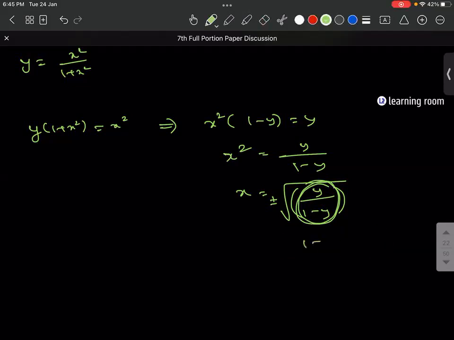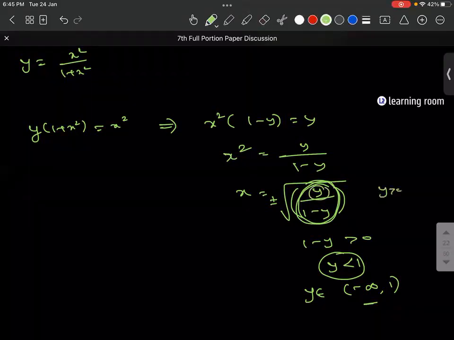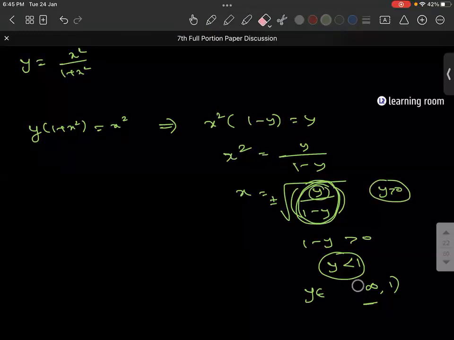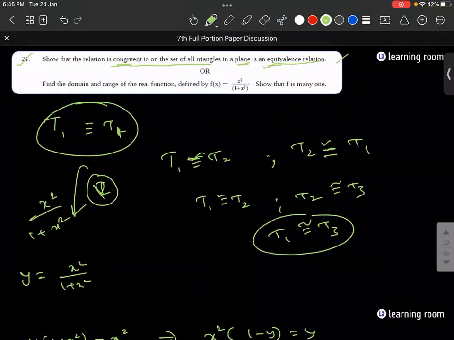1 minus y should be positive, so y should be less than 1. So y belongs to minus infinity to 1. So this is the range. I cannot take minus infinity because the numerator is there. Numerator y is greater than 0, so y is greater than or equal to 0. So what will be the range? 0 to 1. Clear?